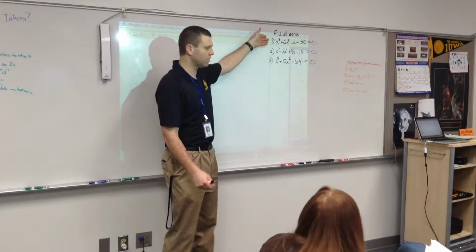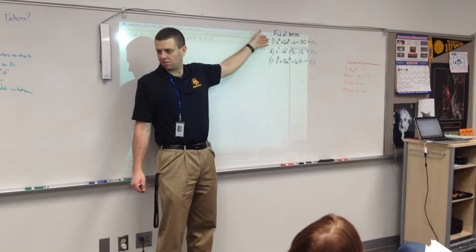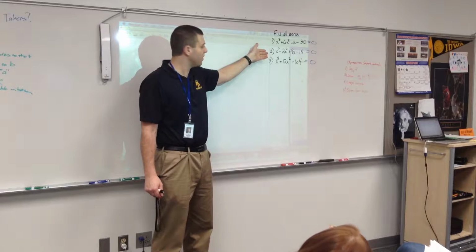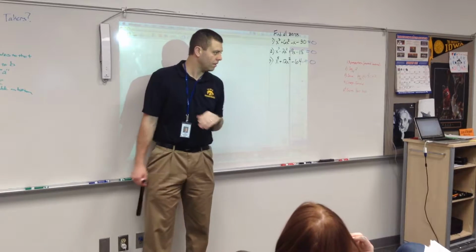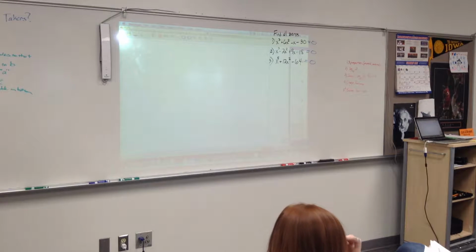The first one, how many zeros will there be? 3, how can you tell? It's the highest power, that's the degree of the polynomial. Number 2 will also have 3, and the third one will have 4. Okay, so you should know how many there are based on the highest power that you see.